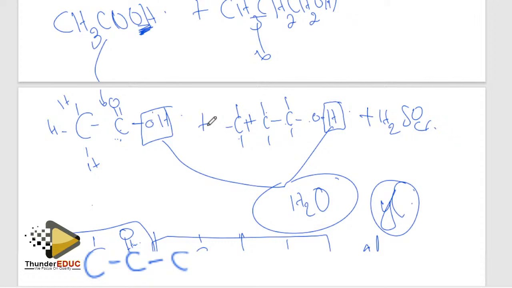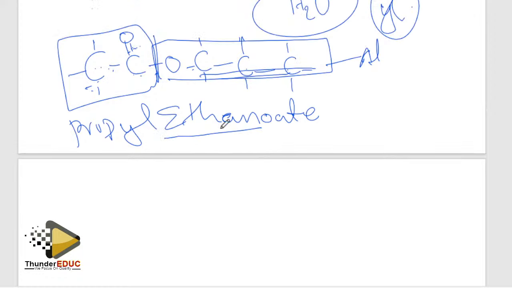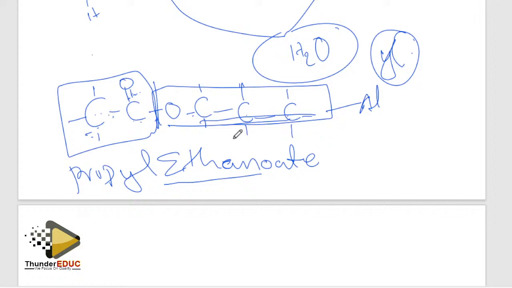Oh, yes, I did write. Dineo, yes, I wrote alcohol first. Yeah, it's propyl. Remember, it's the alcohol here, propyl. And then the main chain must be the end. Yes. Dineo, I think I've answered your question.